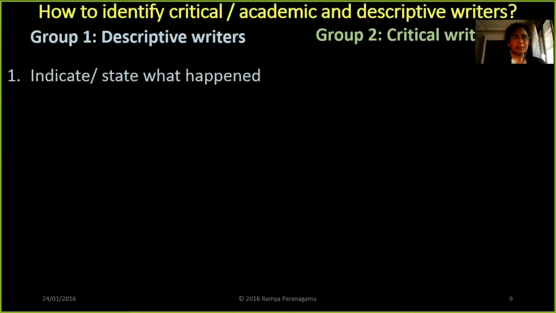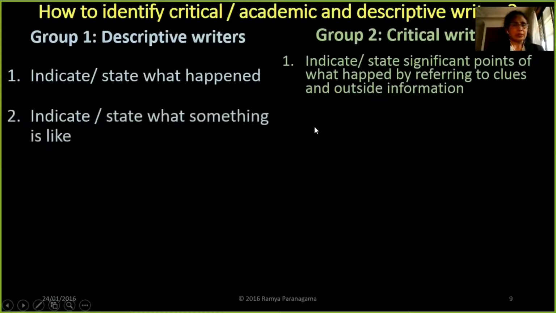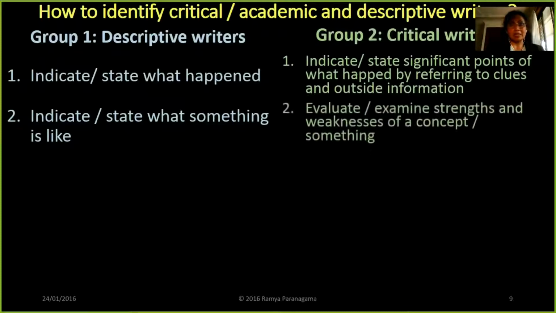Right. So the descriptive writers, they like stating or indicating what happens, when critical writers are telling significant points of a scenario, right, by identifying clues outside the information given. Number two, the descriptive writers, they love stating what something looks like. But the critical writers, they evaluate, examine the strengths and weaknesses of an argument or a fact, right? So it's a difference.